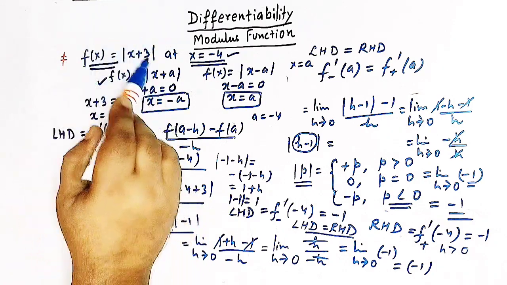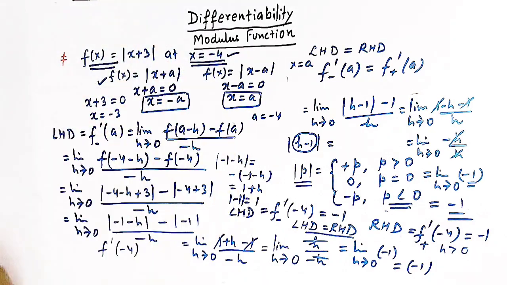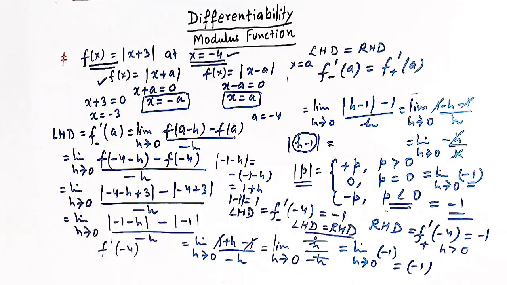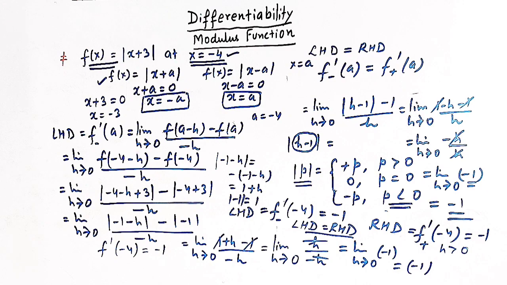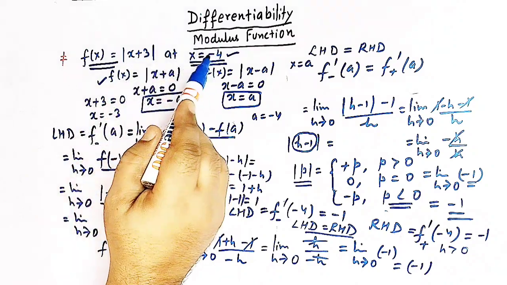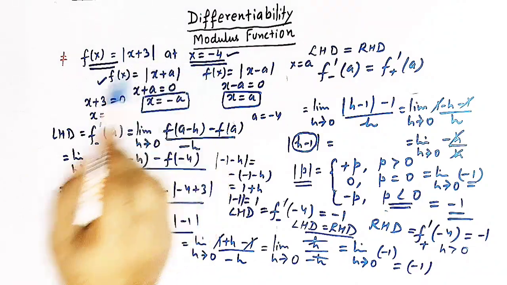It means this function is differentiable at this point, x is equal to a, that is x is equal to minus 4, and f prime of minus 4 is given by the common value. That is, the left hand derivative is minus 1, the right hand derivative is minus 1. So here we have minus 1. So we can say that this mod function, mod of x plus 3, is differentiable at x is equal to minus 4.